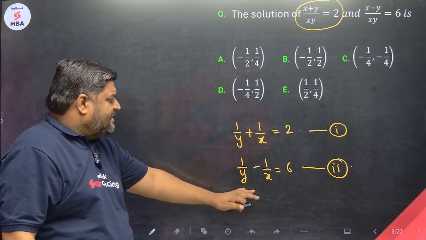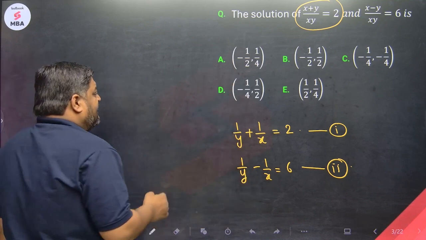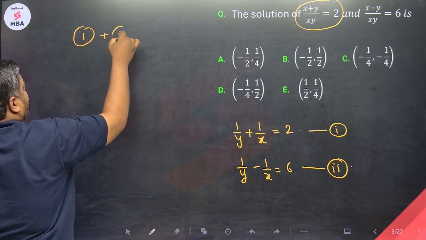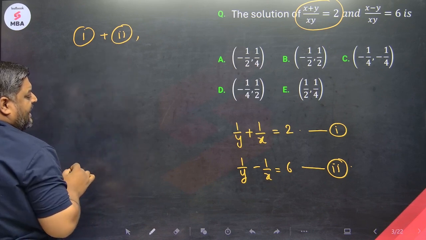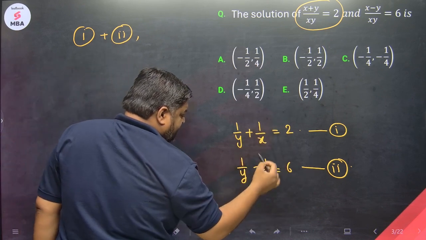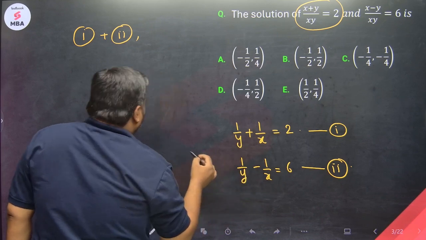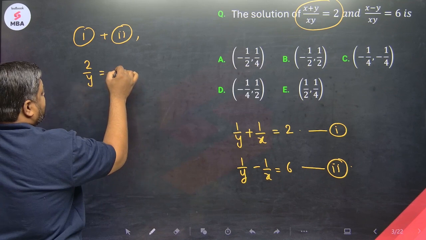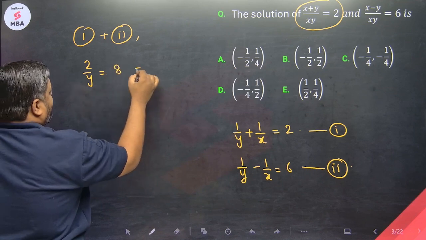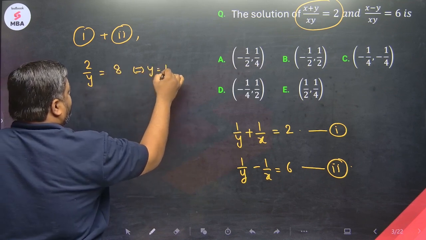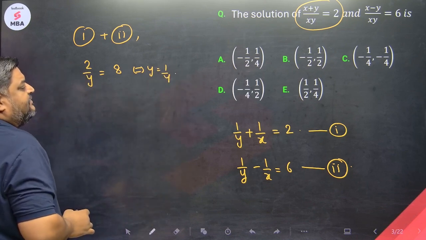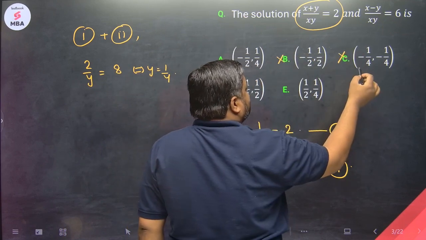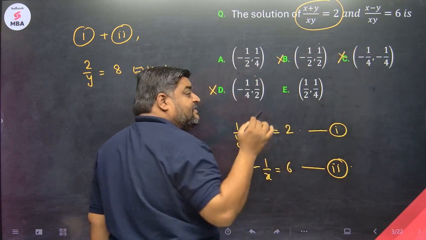If we add them here itself, what will we get if we add 1 and 2? You can do this particular calculation in your mind. We added them, so 1 by x minus 1 by x will be cancelled out. What would be left? 2 by y. 2 by y is equal to 2 plus 6, 8. That gives me y as 1 by 4. y is 1 by 4. So D cannot be the answer, B cannot be the answer, C cannot be the answer, because none of them have y as 1 by 4.